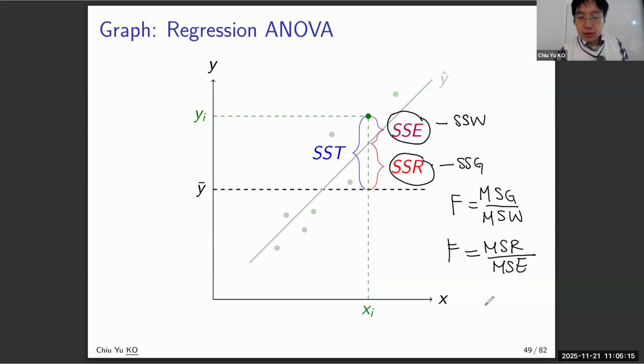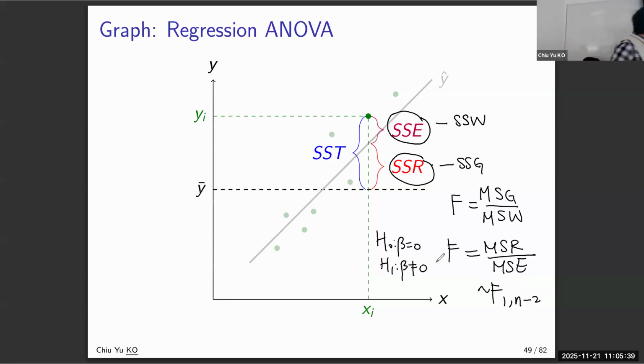You will check F with 1 and n minus 2 degrees of freedom. Okay, so you check this table. So this F test is testing what? Testing beta equal to 0 and beta not equal to 0. Okay, you will say, wait a minute, did we do that in the T test? Yes, we do the T test, but in this simple linear regression, the T test is the same as the F test on beta.